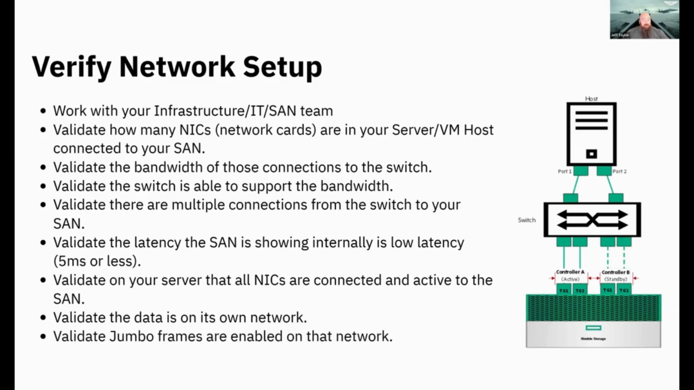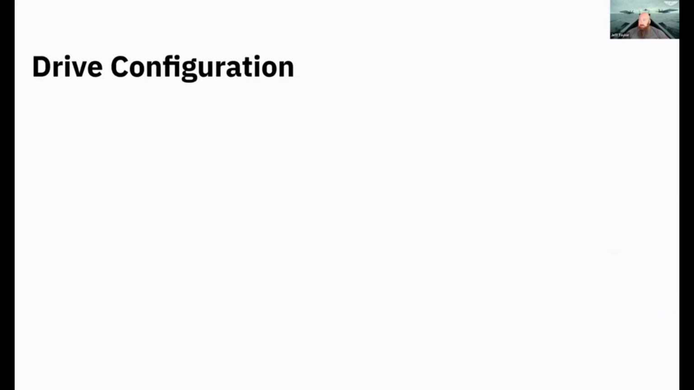Validate that jumbo frames are enabled on that data network to ensure that you have maximum performance. And then validate that at all levels there are redundancies, right? Because you don't want to fail over right in the middle of the day when you have a performance issue or a hardware failure and go back to crawling across the country, because that's not going to work.